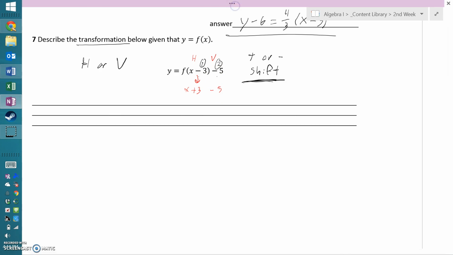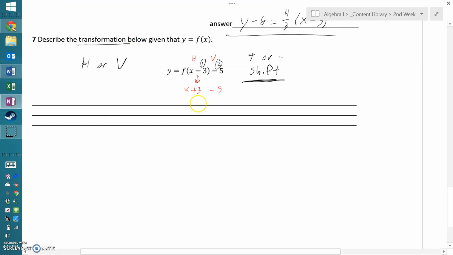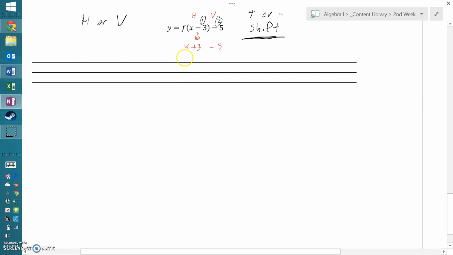Okay, so based off of that, and it's pretty straightforward at this point, you're either going to be going left or right for horizontal. It's positive, so you're going to be going to the right. It's up and down for vertical. And because this is negative, you're going to be going down. So what you're looking for, keywords: shift right 3, and shift down 5. These are your keywords that you're looking for in your answer choices, okay?